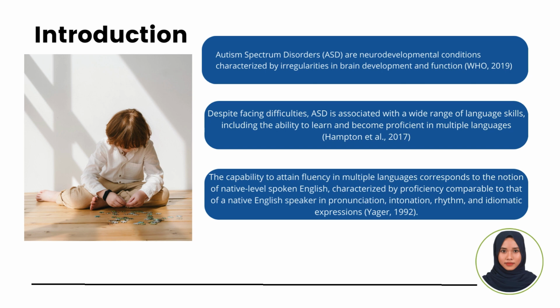on specific interests. Within Malaysia, an approximate 47,000 children are believed to be impacted by autism, based on Bakar and Zubair in 2018. Although difficulties in functional language are significant early signs of ASD, the speech and communication challenges vary among individuals. So, despite these differences, ASD is associated with a broad range of language skills, including the ability to learn and become fluent in multiple languages, according to Hampton et al.